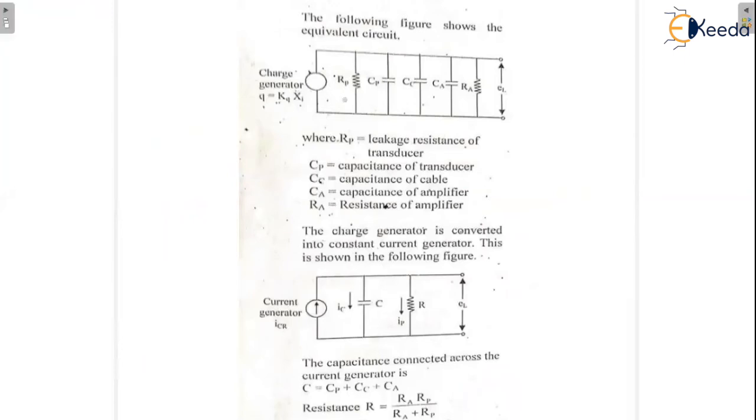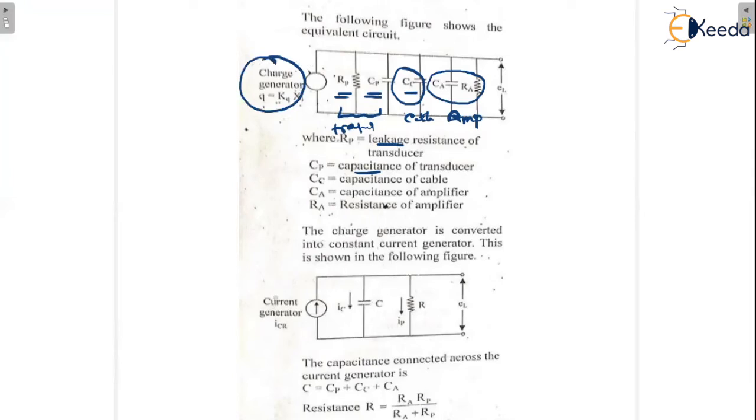Now, as I told you, RP and CP are the capacitance and resistance of the transducer, the leakage resistance and capacitance of the transducer. This is the capacitance of the cable, and these two are the capacitance and resistance of the amplifier. This is cable and this is transducer. You can neglect this RP as I told you, and as this is a charge generator or voltage that we have considered, you can replace it with a current source of value ICR, and let's take the current in parallel because you have a capacitance.